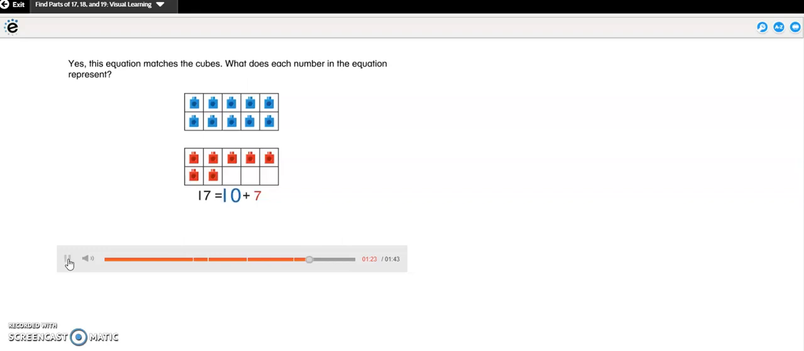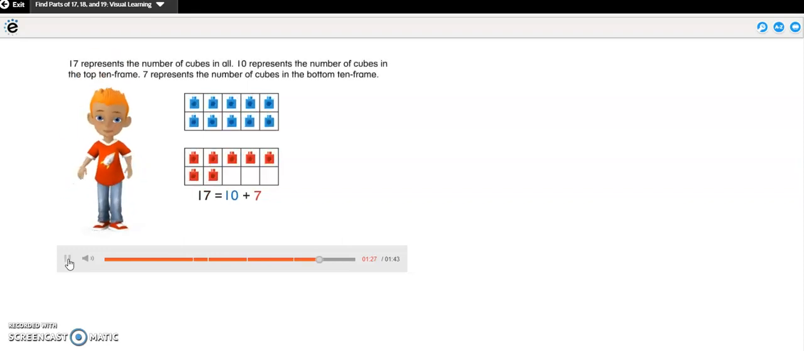What does each number in the equation represent? 17 represents the number of cubes in all. 10 represents the number of cubes in the top 10 frame. 7 represents the number of cubes in the bottom 10 frame. Now you know how to find parts of 17.